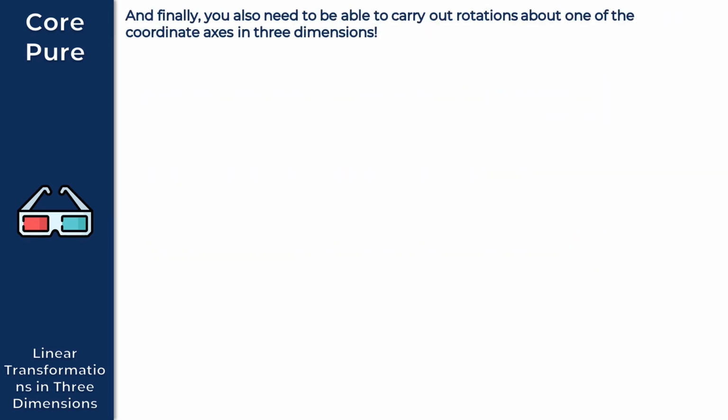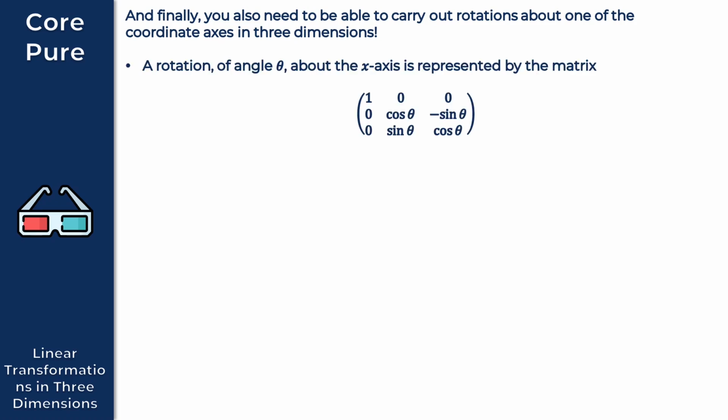So to wrap up our introduction here to linear transformations in 3 dimensions, you also need to be able to carry out rotations about one of the coordinate axes in 3 dimensions. So for the first rotation here then, we have a rotation of angle theta about the x-axis here, and this is represented by the following matrix here. So what do we have then? I've got 1, 0, 0, 0, cos theta, minus sine theta, and then finally here 0, sine theta, cos theta. I just noticed here for this rotation matrix then, my first unit vector here, which would be (1, 0, 0), this is unaffected here. This doesn't change, right? And the reason for that is because we're rotating about the x-axis here.